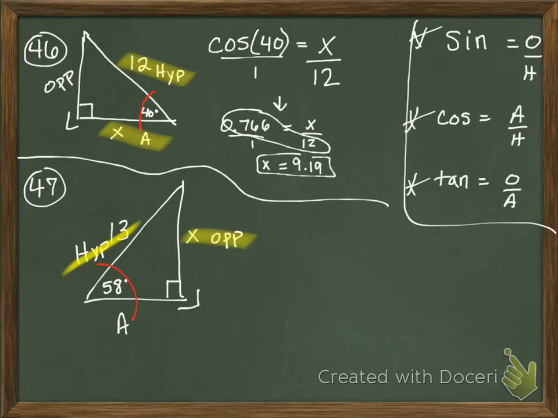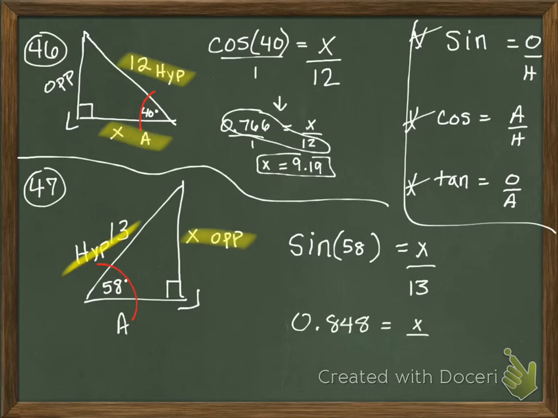So if I go look, H and O, that is sine. So I know that I'm going to have to pick sine for this problem. So the sine of my angle is equal to O over H. So in this case, all right, we have the sine of 58 equals O, which is X over H, which is 13. Okay, so we're going to take the sine of 58. Well, the sine of 58 is 0.848, and that's equal to X over 13.